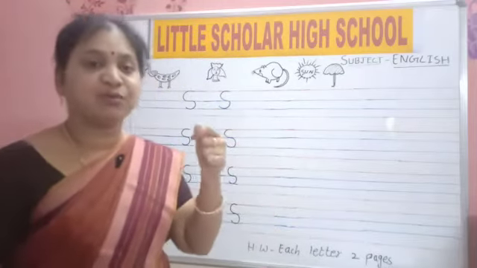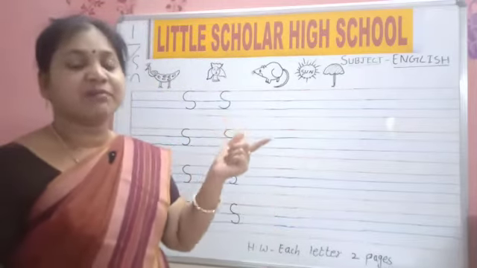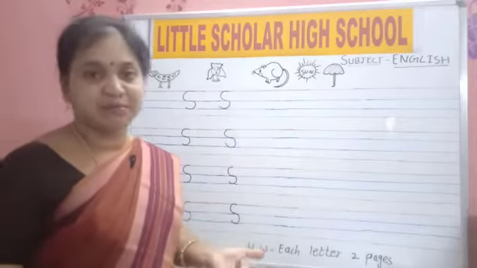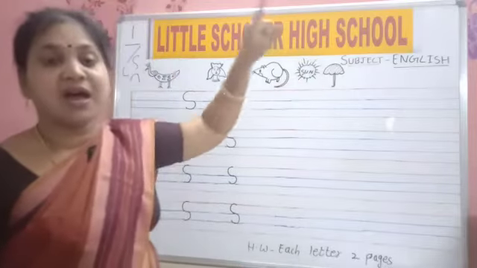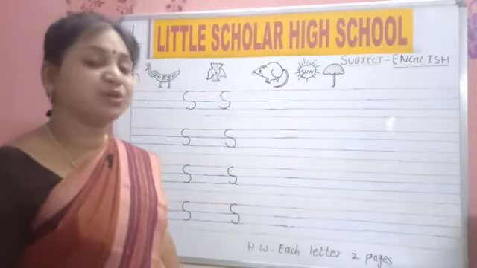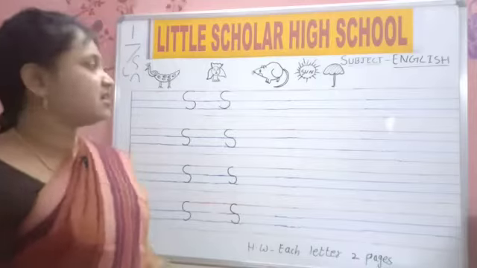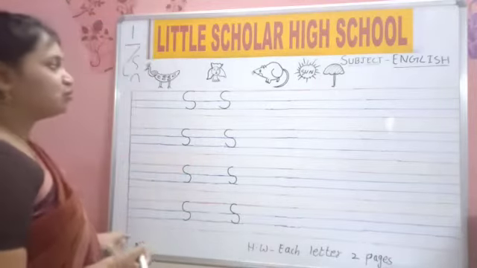Yes, they will give you an umbrella. You will hold that umbrella and come to school. Yes or no? So, what is this? U for umbrella. We will use an umbrella in the rainy season. Very easy. See children, you also see the board.